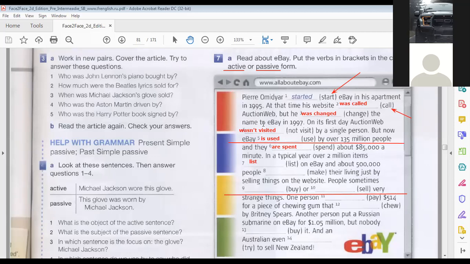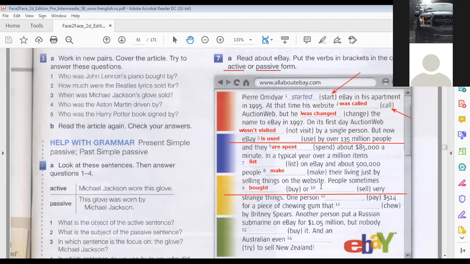On eBay, and about 500,000 people make their living just by selling things on the website. People sometimes bought or sold very strange things.